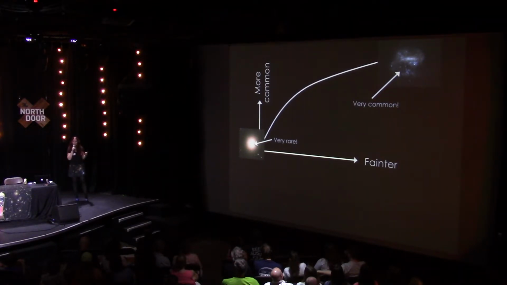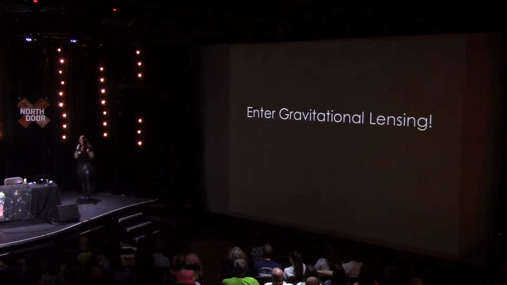So most of what we know about galaxy evolution at early times is really talking about these bright galaxies, which we can see, but they're not really the most common. They're really the most extreme examples. And this is where gravitational lensing comes in.